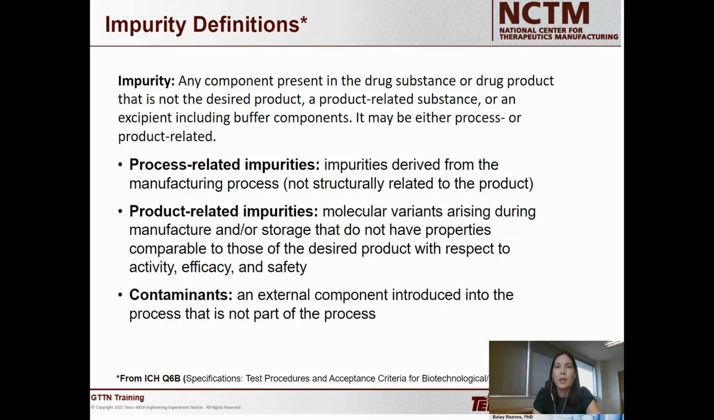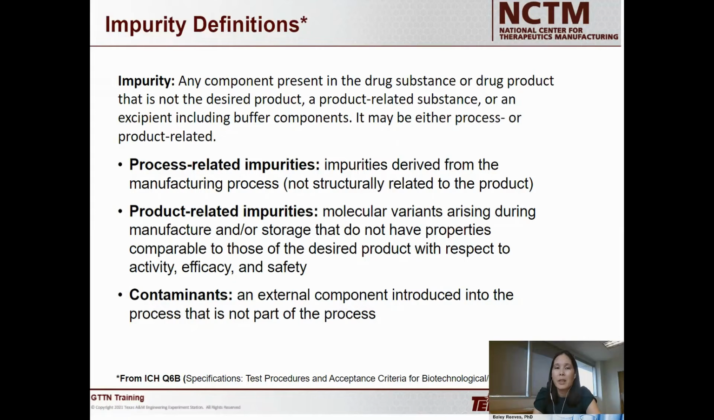So when you're talking about purification, it's important to define exactly what your impurities are so that you can talk about what it is that you're trying to remove. There are 3 different types of impurities. There are process-related impurities, so that's going to be impurities that are derived from your manufacturing process. So your host cell DNA, host cell proteins, endotoxin, all of these things would be examples of process-related impurities.